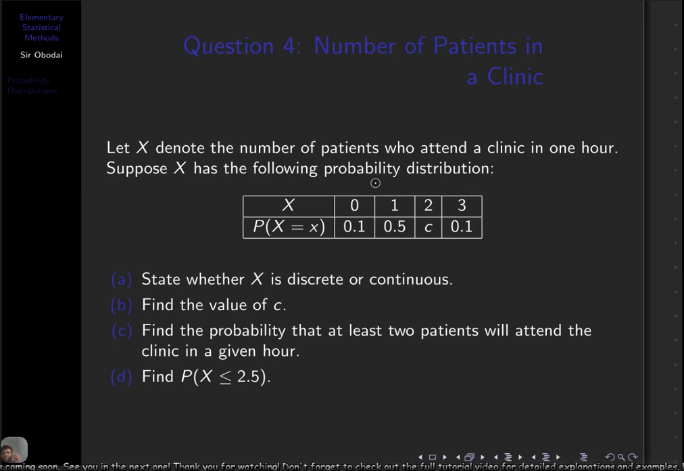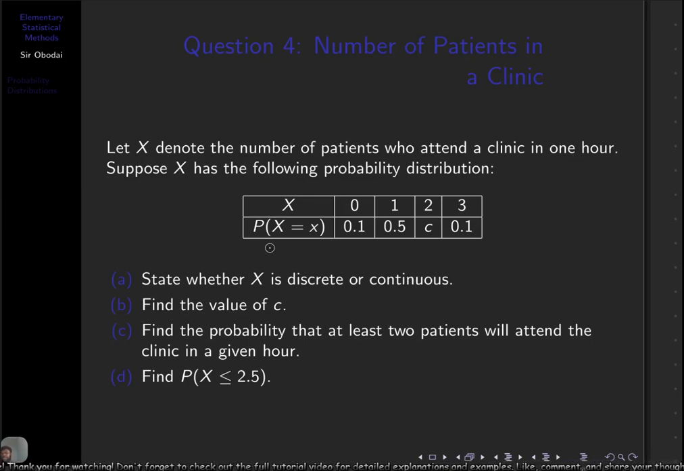Now, question 4 says, let X denote the number of patients who attend a clinic in 1 hour. Suppose X has the following probability distribution. So there's our probability distribution here. State whether X is discrete or continuous.